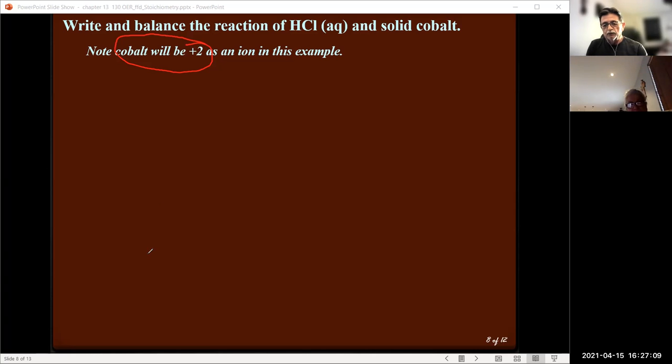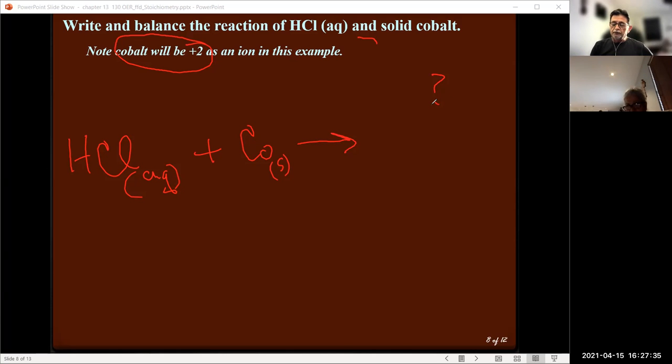All right, so let's write down what we're given. We have hydrochloric acid, HCl, aqueous, plus solid cobalt. That's what we're given, and that's it. So we don't know the products. Well, we don't know them now, but we're going to figure it out.